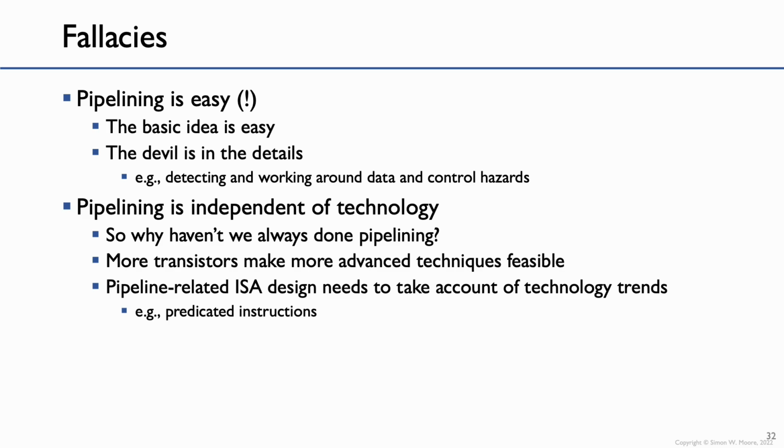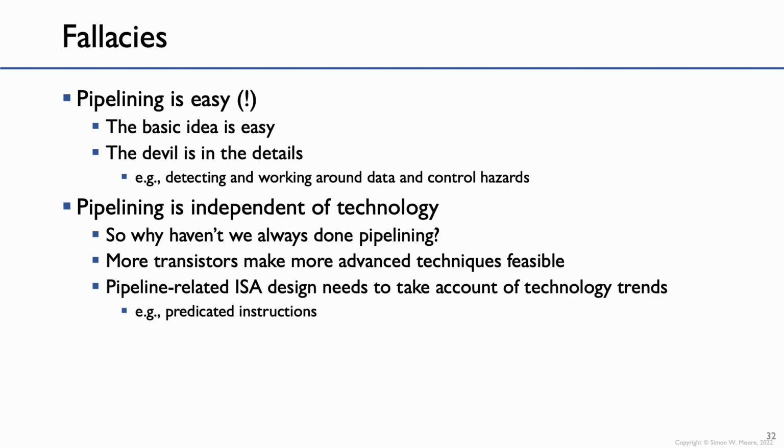The first fallacy is that pipelining is easy. The basic idea is fairly easy, but the devil is really in the details. We've got to detect and work around data and control hazards. Another fallacy is that pipelining is independent of technology, and that's just clearly not true. The actual details of the pipeline structure tend to be optimized for the particular implementation technology.